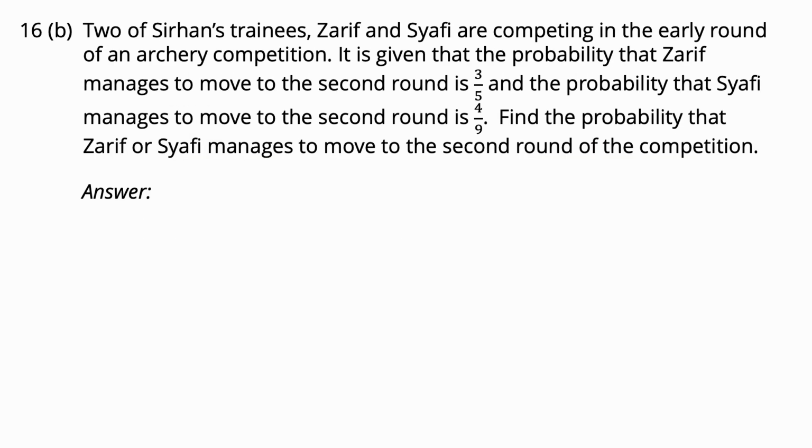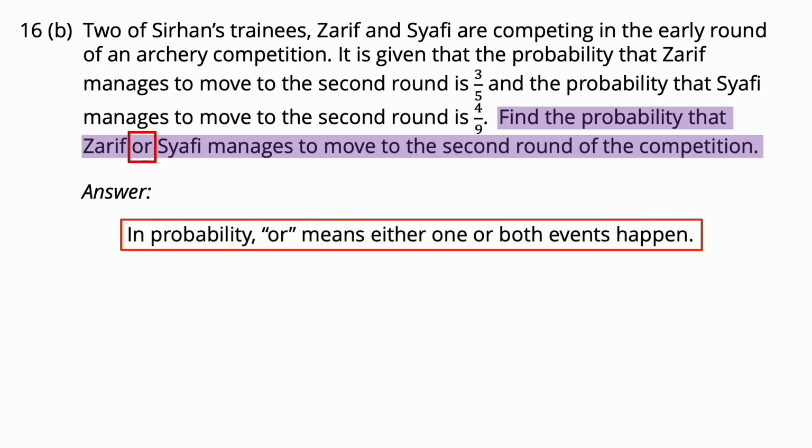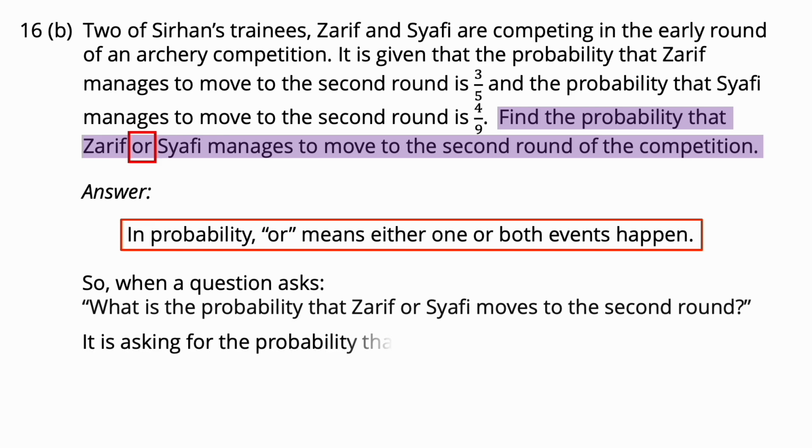16b. We are to find the probability that Zarif or Shafi manages to move to the second round of the competition. The word or in probability means either one or both events happen. So, when a question asks, what is the probability that Zarif or Shafi moves to the second round? It is asking for the probability that Zarif moves, or Shafi moves, or both move.